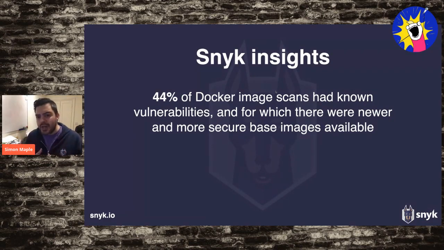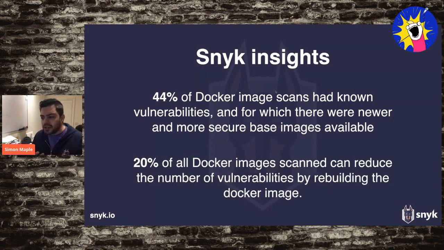So there's a real balance between that. And one other thing here, and this is where that balance exists, is that 1 in 5 of Docker images that were scanned can reduce the number of vulnerabilities just by rebuilding that Docker image. By rebuilding the Docker image, you'll pick up the newer OS dependencies, and you'll effectively reduce the number of vulnerabilities. So there's a complete balance there that you need to be able to use.